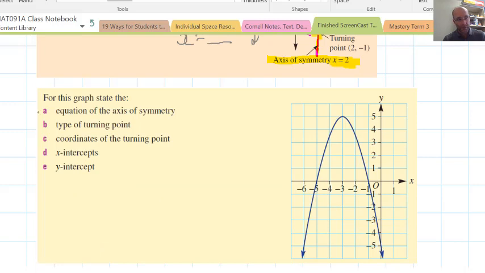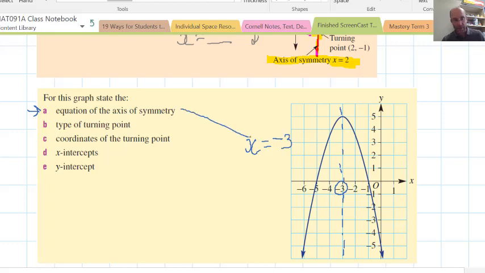Let's look at an example. In this example, first thing I've got to do, given the graph, it's a parabola, so it's a quadratic. What's the equation of the axis of symmetry? Well, we can see that there's the middle, so anywhere along here is where it's symmetrical about, so that is the axis of symmetry. What x value does it go through? Negative 3. So the equation of the axis of symmetry is x equals negative 3.